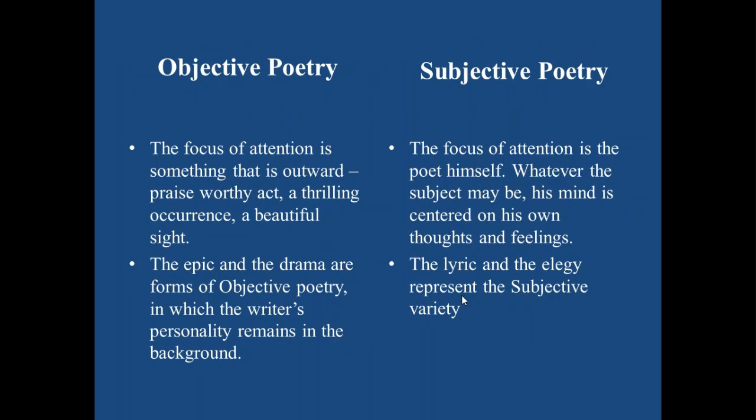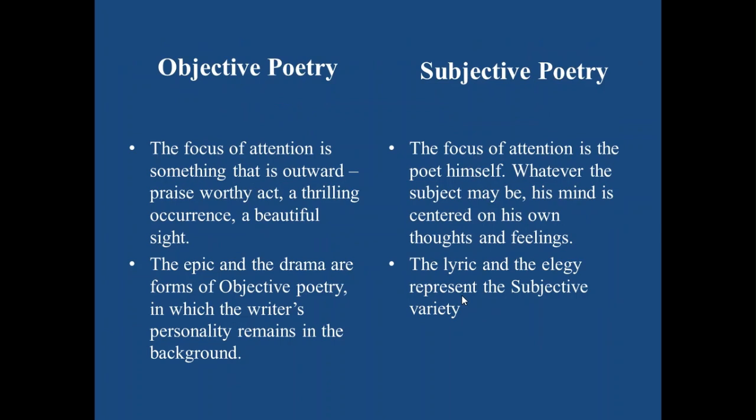The fourth point in objective poetry is that the focus of attention is something outward, something external. For example, a praiseworthy act, a thrilling occurrence, or a beautiful sight. There may be praiseworthy actions, incidents, thrilling events, thrilling situations, or a beautiful scenario. The attention and focus is given to all these external factors, events, and situations in objective poetry. Whereas in subjective poetry, the focus and attention is given to the poet himself.